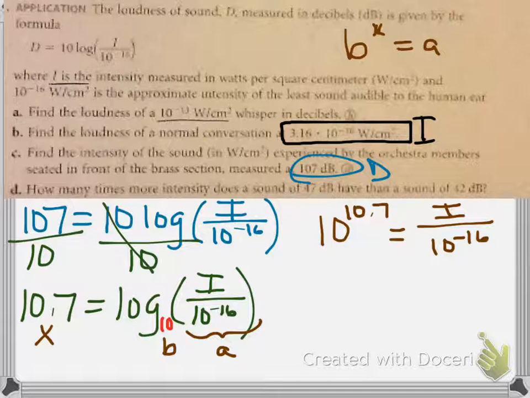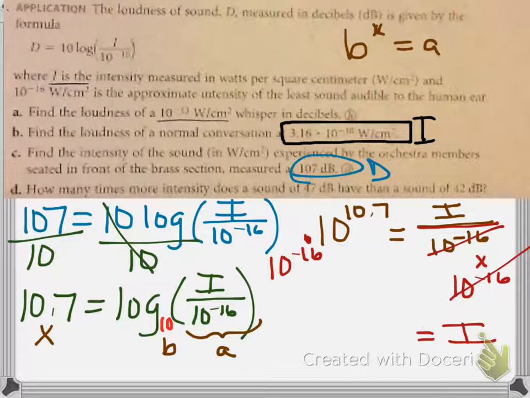I can calculate 10 to the 10.7 power and figure out what that is, but that's going to give me a rather large number, so I'm just going to leave it in exponential form right now. And how would I solve the other side for I? Well, I have division, and to undo division, I simply multiply. So I multiply both sides times 10 to the negative 16th. So this will cancel, and I'll be left with I equals 10 to the 10.7 times 10 to the negative 16th.